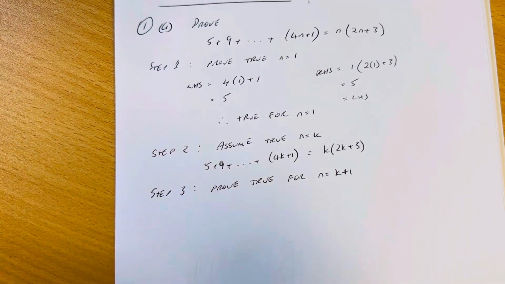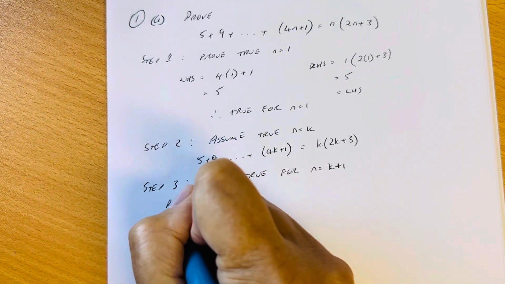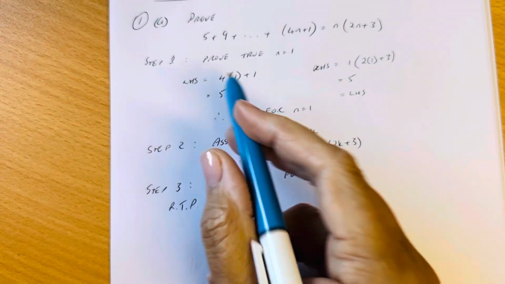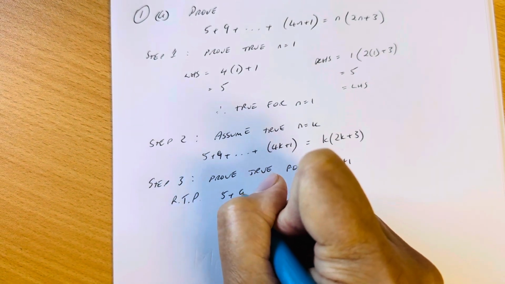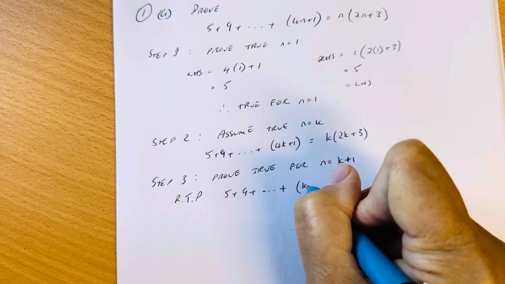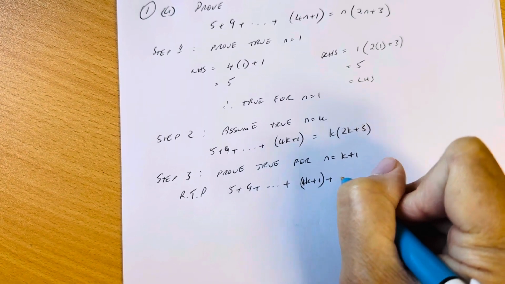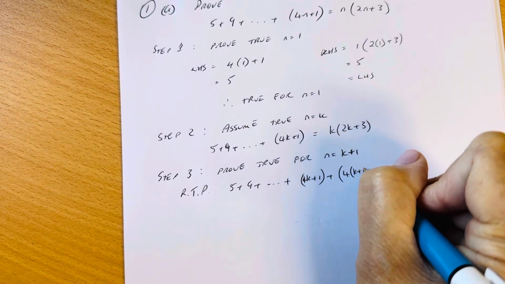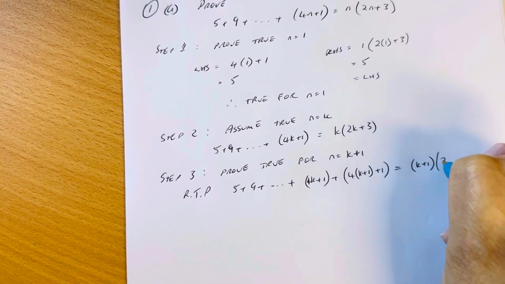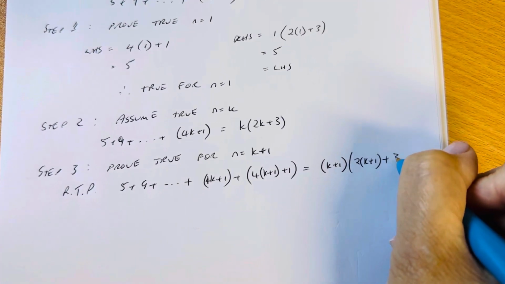Okay, so this is usually the biggest step. So what we're required to prove is if we do for k plus 1. So that's 5 plus 9 plus ... plus 4k plus 1, plus 4(k plus 1) plus 1 equals (k plus 1)(2(k plus 1) plus 3).